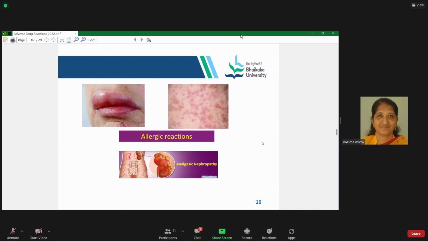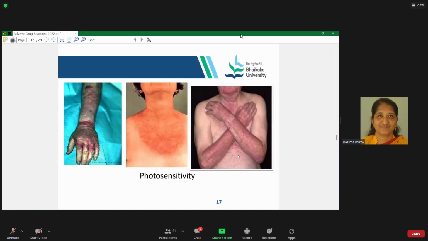These are some peak allergic reactions, over the skin, over the lip. edema होता है, lip edema, analgesic nephropathy affecting the kidney, photosensitivity, खास करके tetracycline group of drugs जो कोई लेता है तो अगर धूप में जाएगा तो इसमें हैपन.